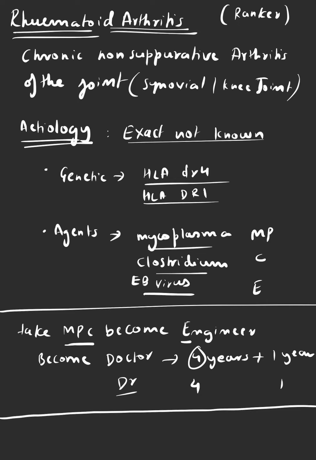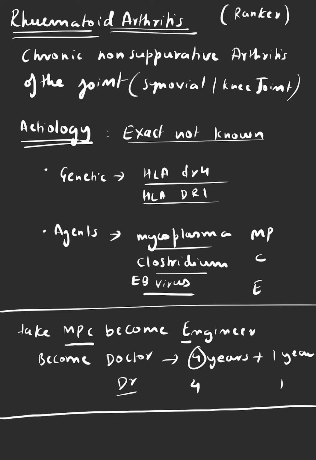Basically, the knee joint is mostly involved. So we usually describe it as knee, but other joints are also involved. I'll talk about this in the later part of the video. And coming to its etiology, the exact etiology of rheumatoid arthritis is unknown. But two things are proposed: a genetic theory and an agent theory.